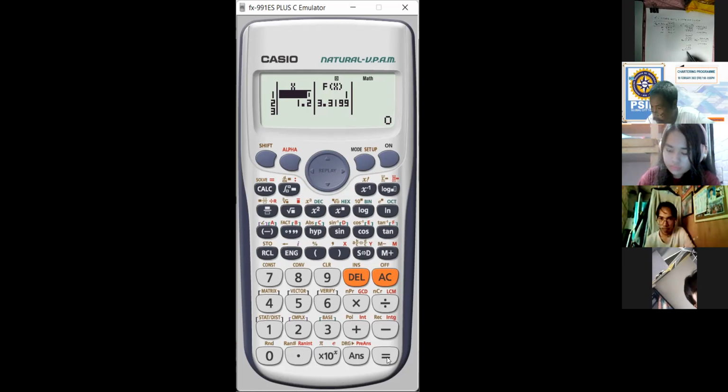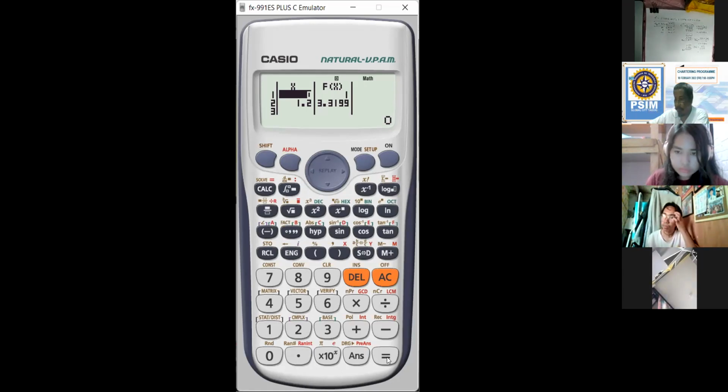Approximate error is 0.0007. There are 3 zeros. And therefore, our absolute relative approximate error is multiplied by 100. This is 0.07 divided by 3.3199. What is the answer? 0.02108. Okay, 0.02108. And this is actually what?